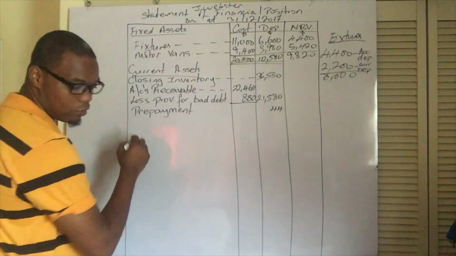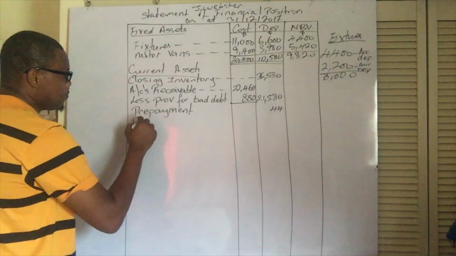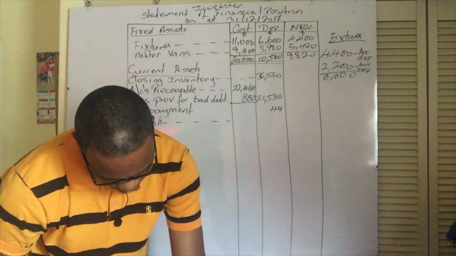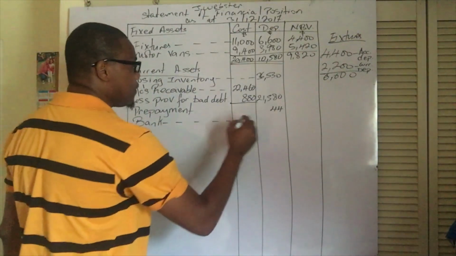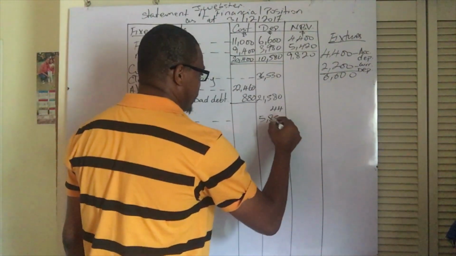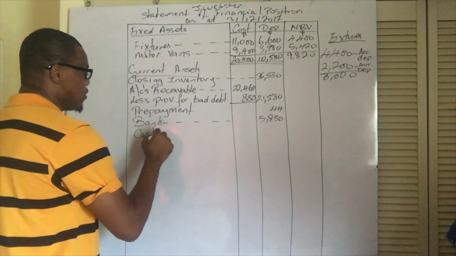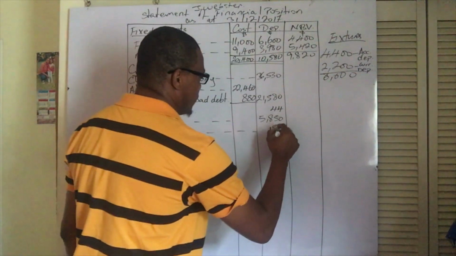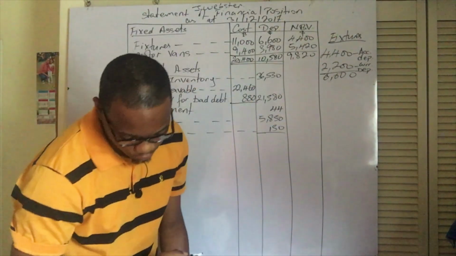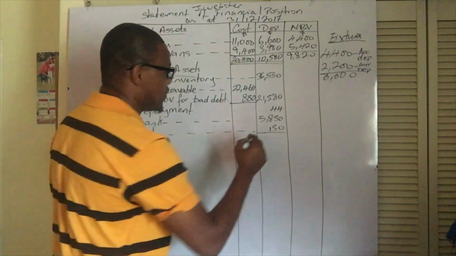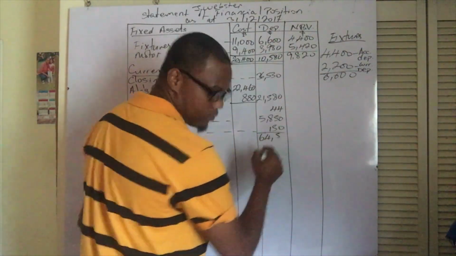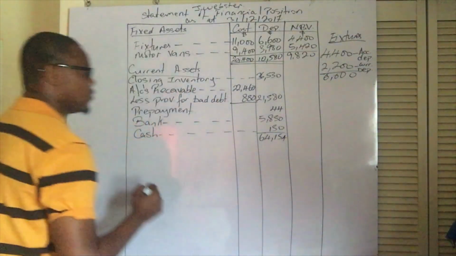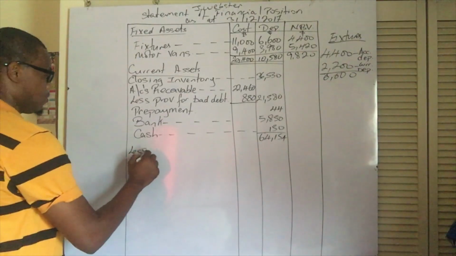Then you have your bank account, your banking information. What is the banking figure? The banking figure here is what? 5,850, and then you have cash. So you see we are moving from least liquid to most liquid. Cash would be the most liquid, 150. So you add up that to get your total current assets. You get what? 64,150. 154, sorry, 64,154. And then now you less current liabilities.